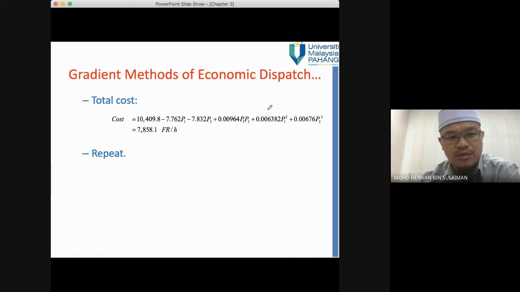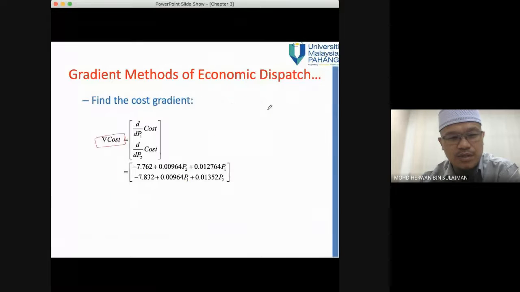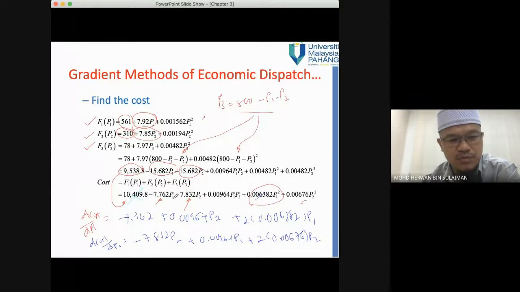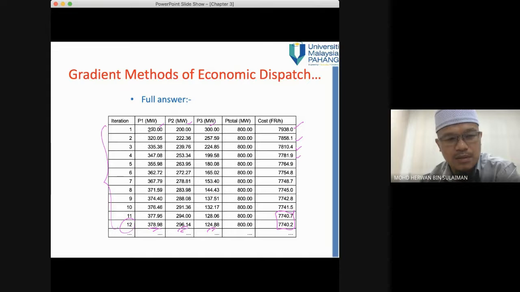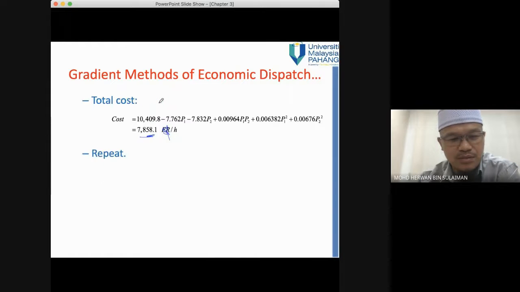Okay, then you calculate the cost. For the cost you can use this equation. Just put in the values P1, P2, P3. P1, P2 can get the cost, no problem with P3. So once you get this value, 858.1 ringgit per hour. Then you repeat. Okay, this one for the first iteration got 7938. And then this is the second iteration just now, right? So this is your P2.